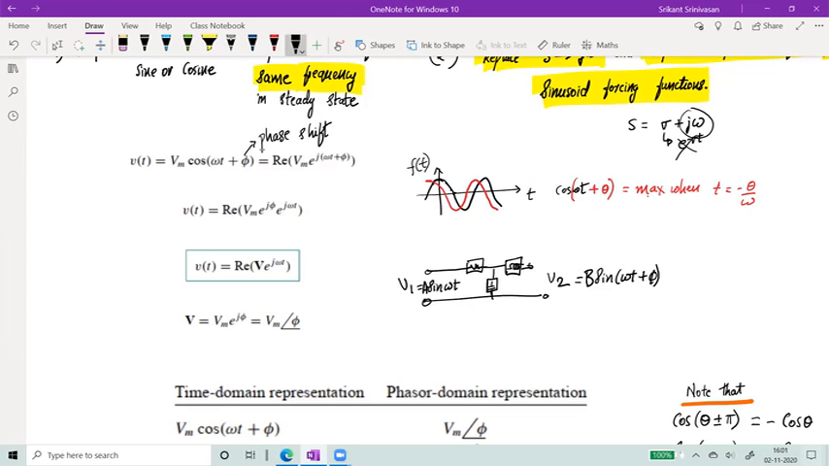L di by dt is the voltage. So 1 by L integral V dt, right? So that will become like a minus cosine. So you'll have the difference in phases, and that phase difference will come up as some value phi.